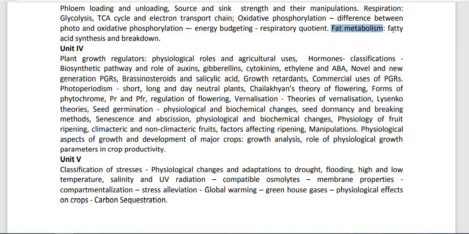Then the third part is fat metabolism, fatty acid synthesis and breakdown. Here also you have to know which organelles are involved in plant fatty acid synthesis, and which organelles are involved in fatty acid breakdown, and the important enzymes and its cycle.